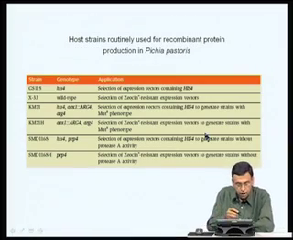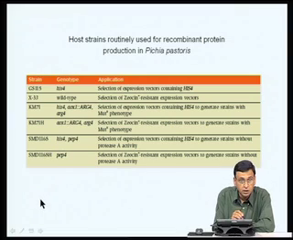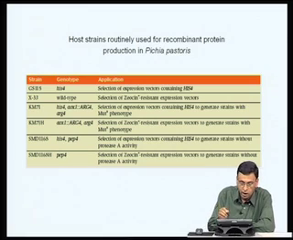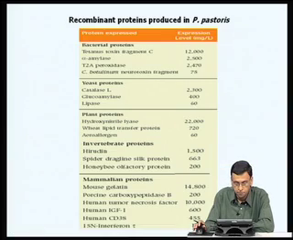So, a number of host strains have been developed. They are either auxotrophic markers, some of them are also deficient in specific proteases, so that your recombinant protein can be successfully produced and is not cleaved. I will not go into the details of it. So, a number of Pichia pastoris host strains are available for successful expression of various recombinant proteins.